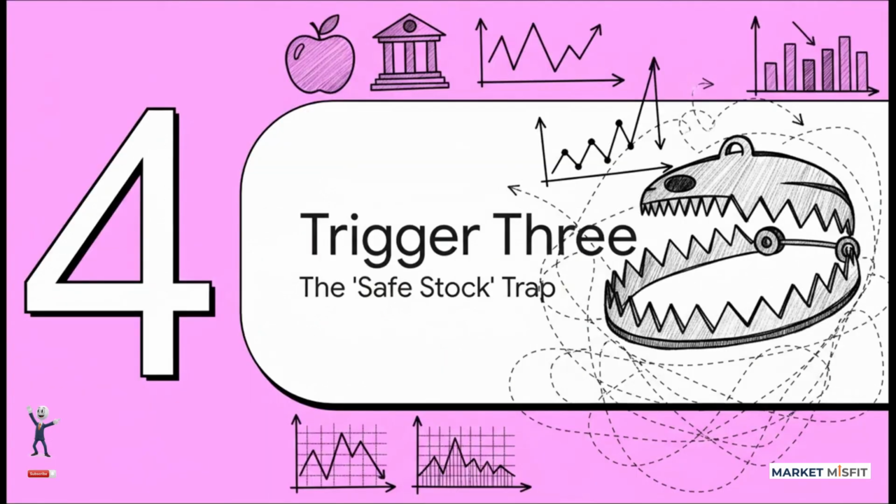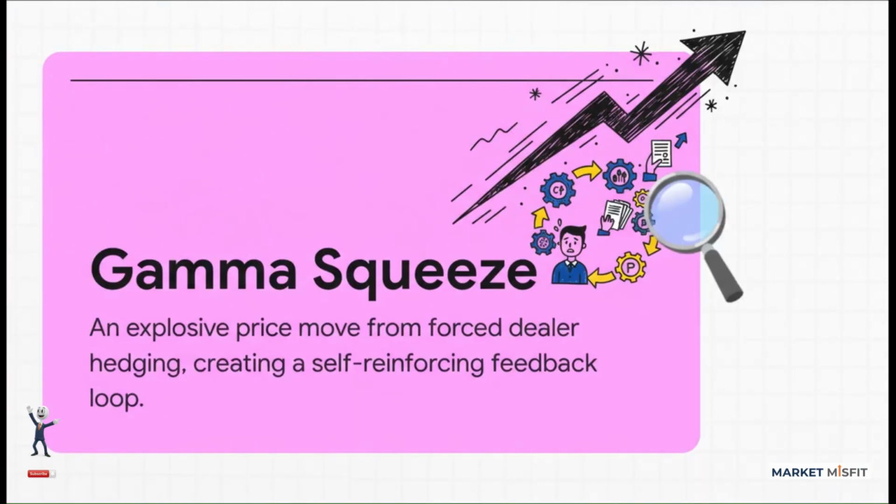Okay, now for the most counterintuitive trigger of them all. This is a trap that hides in plain sight. You might think those safe, stable stocks like an Apple or an HDFC Bank are boring, but from an institutional options perspective, that's precisely what makes them so dangerous. This trap is called a gamma squeeze. Just think of it like this.